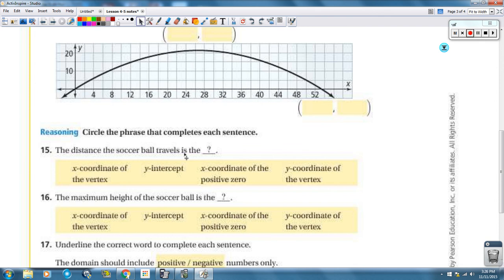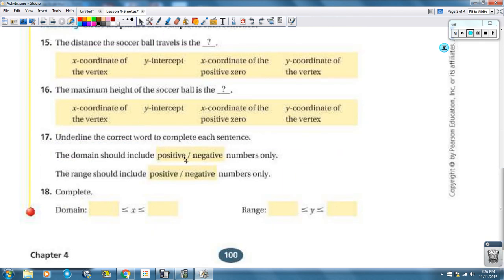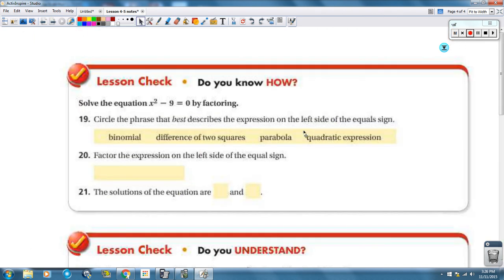So the distance it travels, is it the vertex or the y-intercept? Answer that. The maximum height, we already showed you where that is. And then domain should include what kinds of numbers, range should include what types of numbers, and then just go from what to what. That's what you need to decide. And so pretty much, guys, that's it. The next page, they just have you solve one by factoring and then tell me something about it. We've actually already done that.